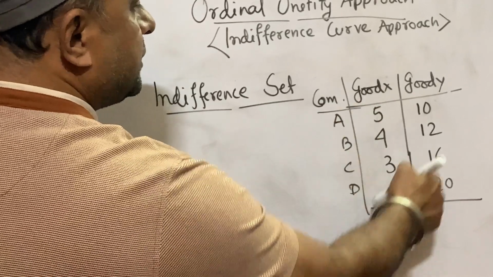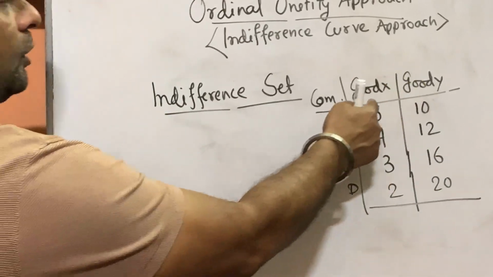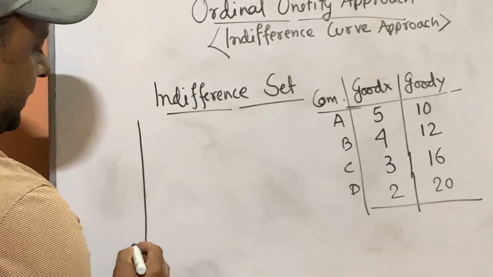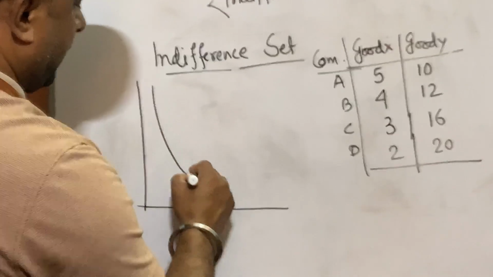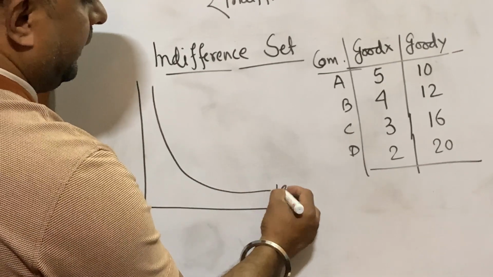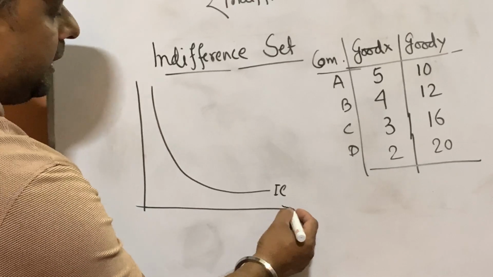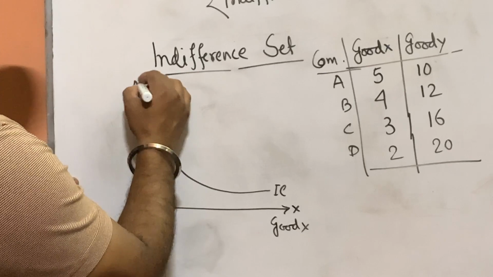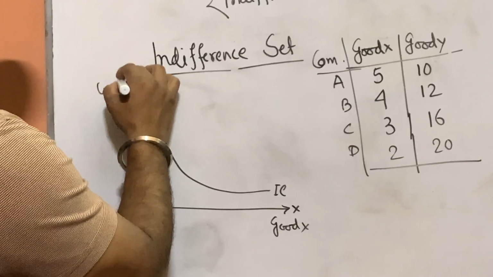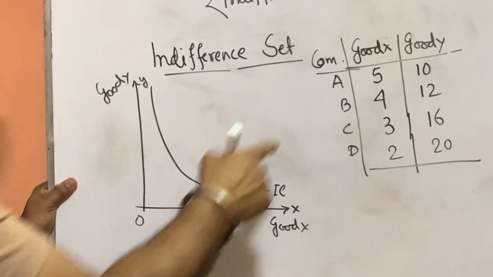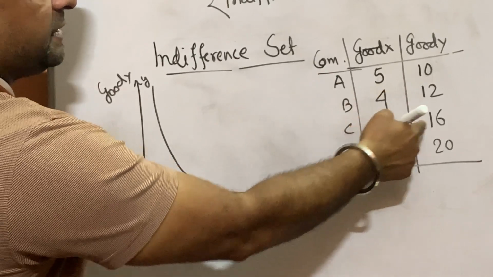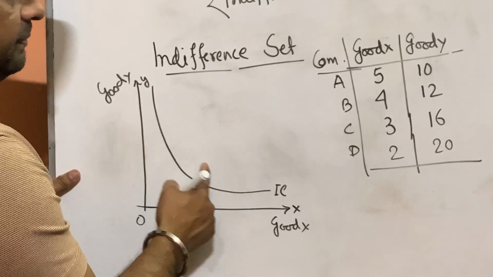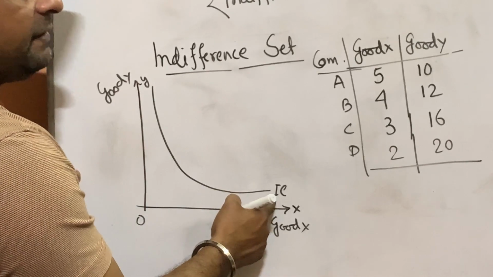Now if we plot this on graph paper, on the x-axis and y-axis, we will get a convex shape of curve. This is called the indifference curve. Here we are measuring good X, here we are measuring good Y. If we plot the points 5, 10, 4, 12, 3, 16, you may check it on the graph paper, you will get this type of shape of a curve, a convex shape. And this curve is called the indifference curve.